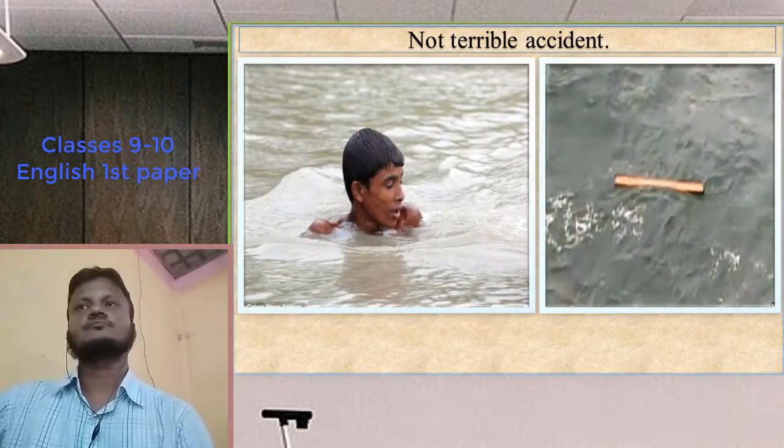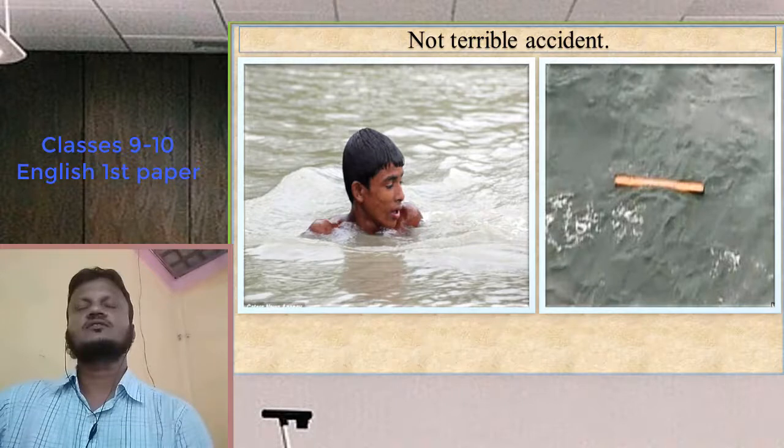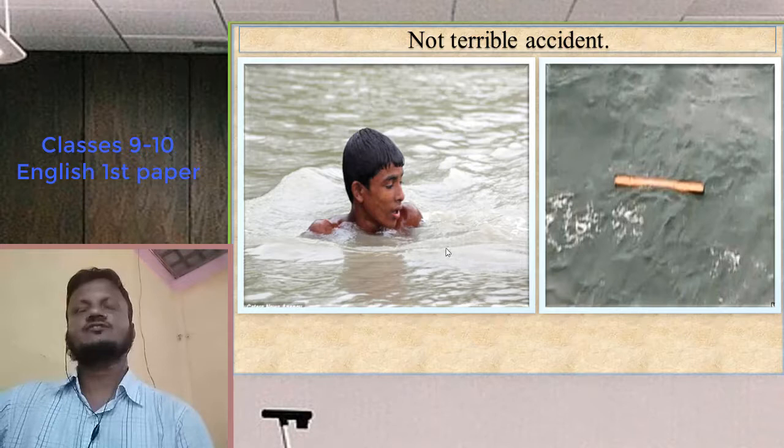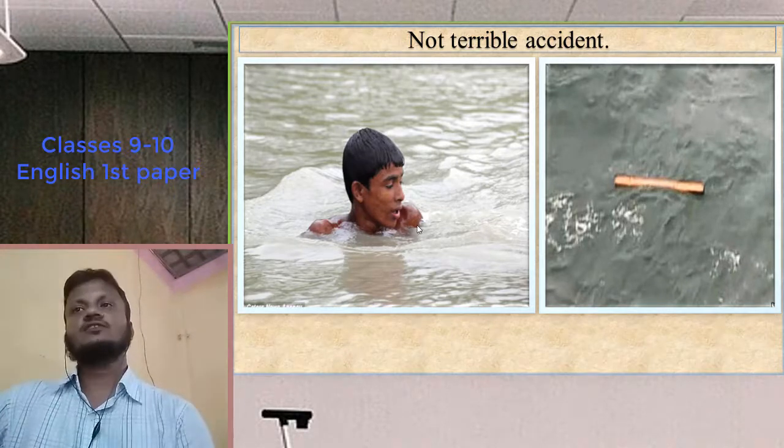But it was not a fatal accident. Though the boat sank in the middle of the river, people could swim to the other side of the river, but they lost their belongings. For example, their salt, milk, sugar and other necessary things they lost in the river.